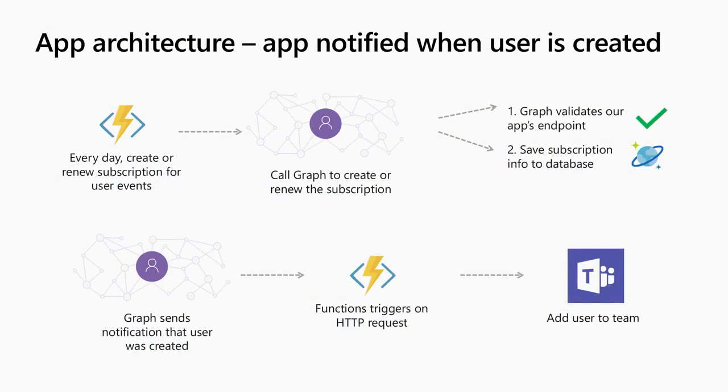Let's run. Just to recap, everything is the same. Everything is the same, except for that very last piece. All we're doing is we're adding the user to a team. Well, in addition to sending the email, but everything else is the same. We're on a timer, creating that subscription. We are then receiving the notifications from Graph. So once we have this infrastructure set up, it's really simple just to add on little more bits of functionality.